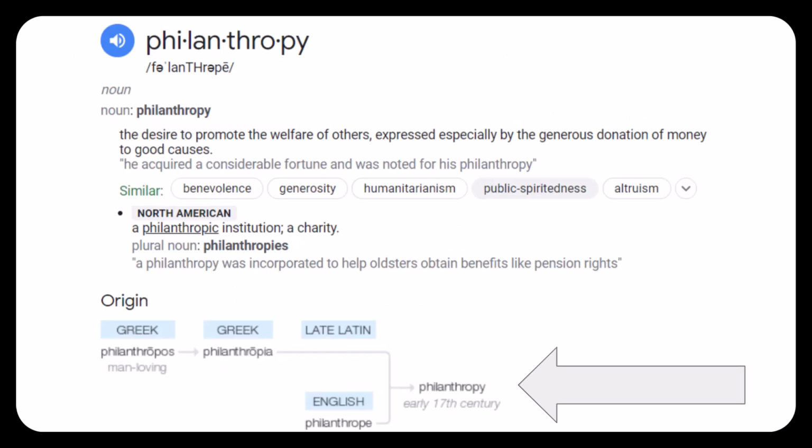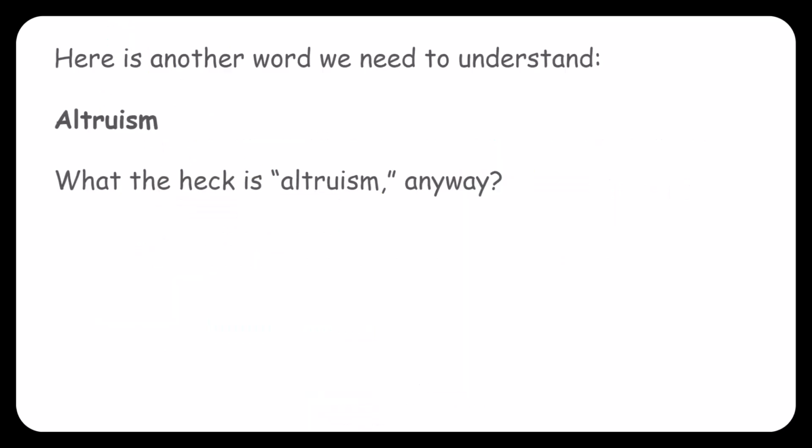Philanthropy really is the desire to promote the welfare of others, expressed especially by the generous donation of money to good causes. But you can be a philanthropist without donating lots of money. You have time and you have effort as two skills and resources that you can volunteer and donate to others.